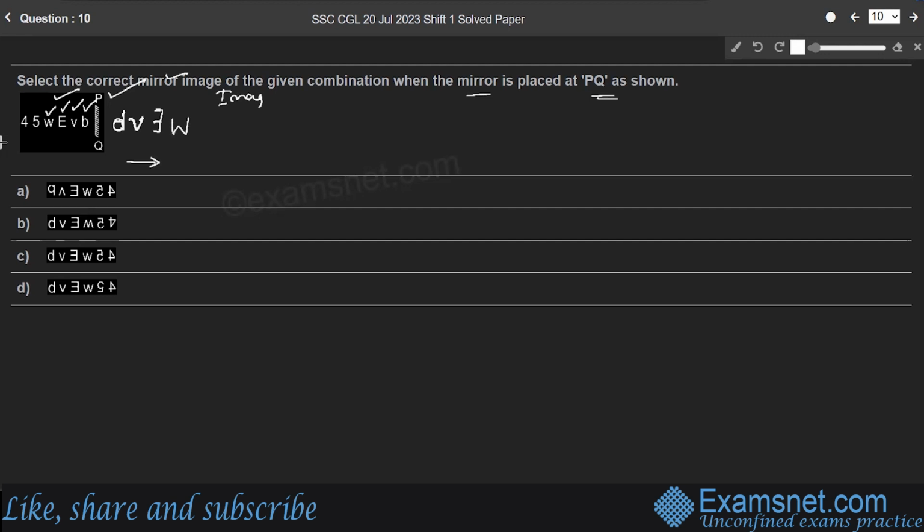W is a symmetrical letter, its image will be the same as the original one. 5 is not a symmetrical number, therefore its image is like this. And finally 4, the image of 4 will be like this, right? Therefore, look at the options. D, V, E, W, 5 and 4, right? Is it option C? D, V, E, W, 5 and 4. So option C is the right answer.